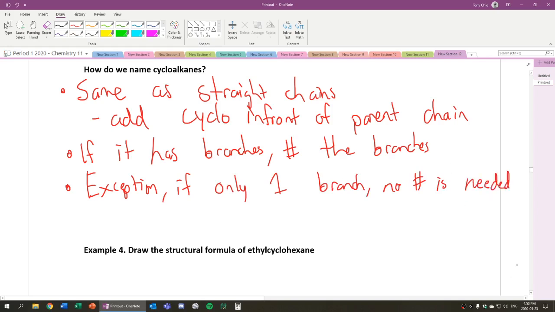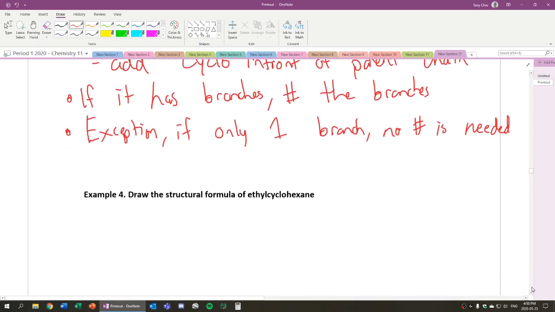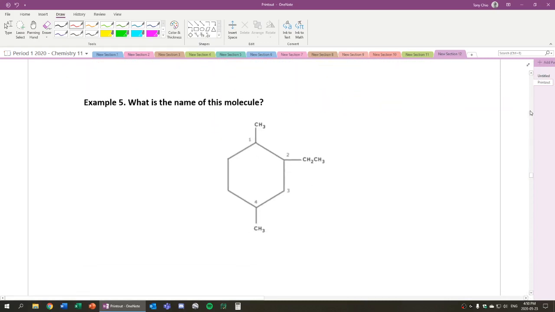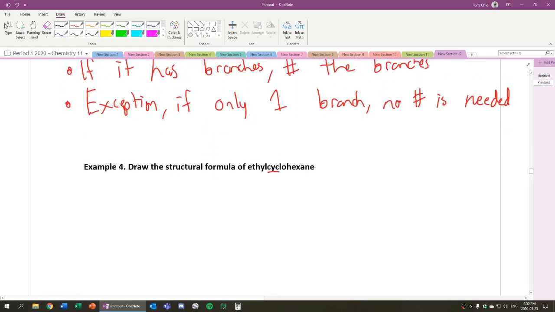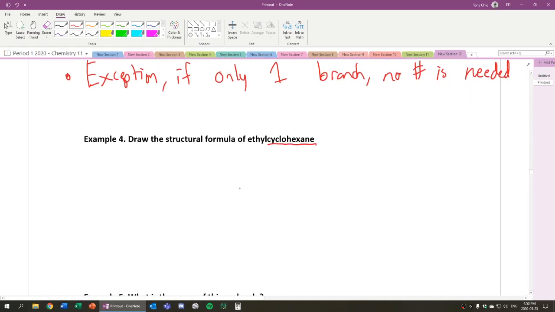Okay, so let's take a look at example number 4. Let's draw the structural formula of ethylcyclohexane. So what that means is the parent chain is a cyclohexane. Okay, so how do you draw cyclohexane? Well, you have a carbon attached to another carbon, so 6-sided, to another carbon, to another carbon, to another carbon, to another carbon, and that's it.